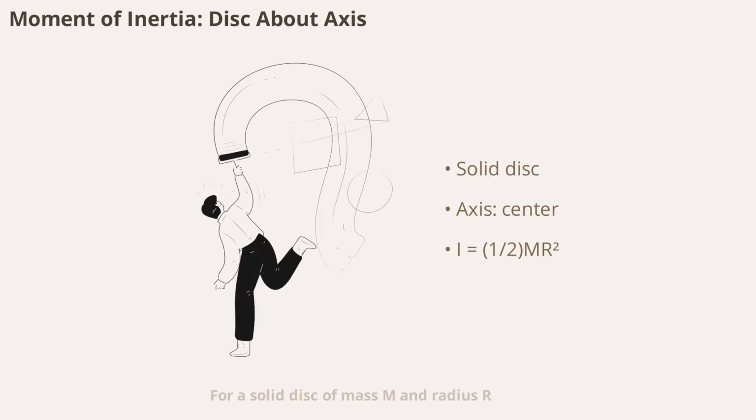For a solid disk of mass m and radius r, the moment of inertia about its central axis is I equals 1/2 Mr². This is calculated by integrating over the disk's area, considering each mass element's distance from the axis. This value is crucial for understanding the rotational behavior of wheels and disks.